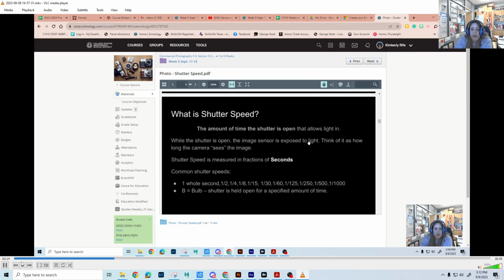So shutter speed is the amount of time the shutter is open that allows light in. While the shutter is open, the image sensor is exposed to light. Think of it as how long the camera sees the image. So shutter speed is measured in fractions of a second.